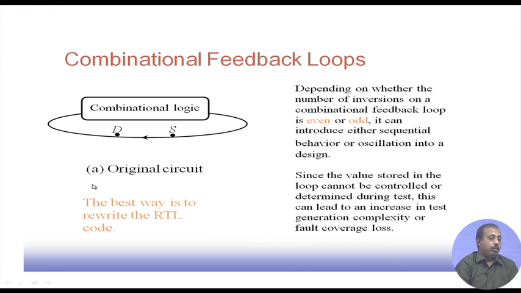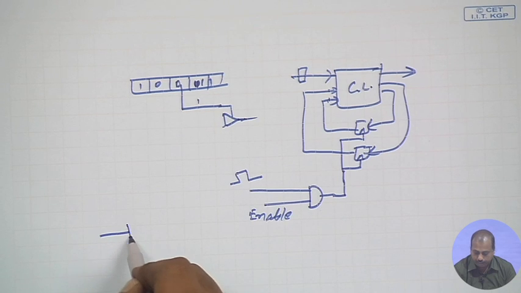Then there may be a combinational feedback loop. Here, what has happened is that I have got this combinational logic, and its output is again feeding the input. So, there may be some combinational feedback loop. Depending on whether the number of inversions on a combinational feedback loop is even or odd, it can introduce either sequential behavior or oscillation into the design. So, you can count the number of inverters.